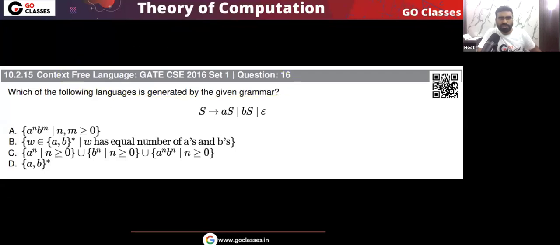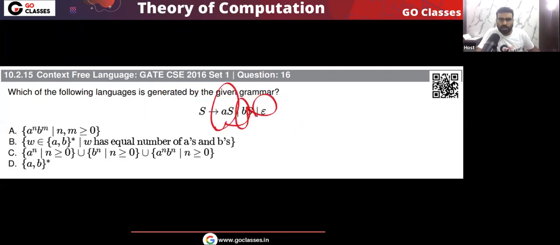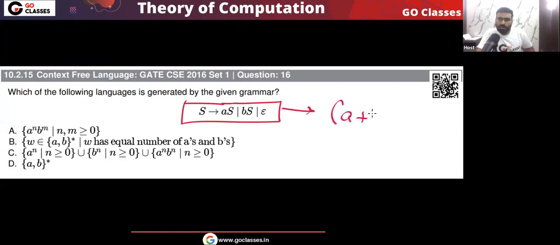Let's solve this GATE 2016 question. Which of the following languages is generated by the given grammar? This grammar is given to us. Which language is generated? You can easily see this grammar is actually a regular grammar. Actually, this is a standard grammar. S going to AS, BS or epsilon. This is a standard grammar for sigma star. Okay, we have already seen in the lectures. And what will this generate? This grammar will generate (A or B) whole star. So finally, your answer will be option D.